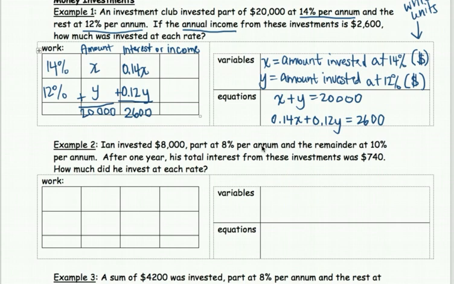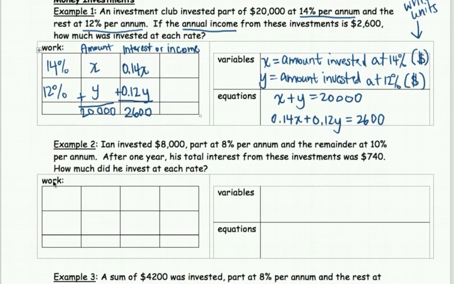So again, we have a scenario here where we don't know how much is going into each of those. We do know the total, and then after 1 year, his total interest from these investments was $740. Okay, so we use the word annual income up here. Here we're using total interest, so it's the same thing. Okay, all right, so let's go through.